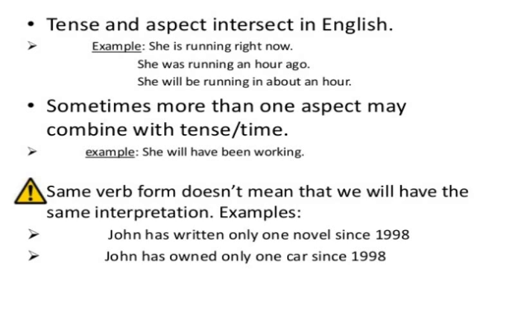Sometimes more than one aspect may combine with tense and time. For example, she will have been walking. The same verb form doesn't mean that we will have the same interpretation. For example, John has written only one novel since 1998. John has owned only one car since 1998.